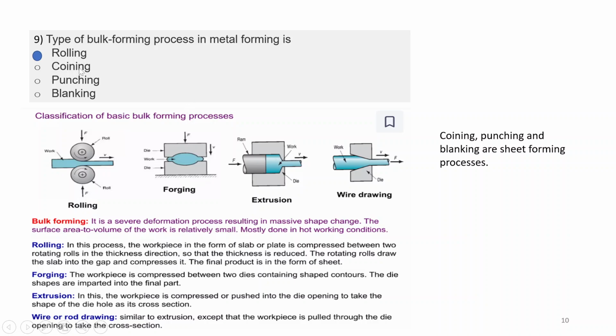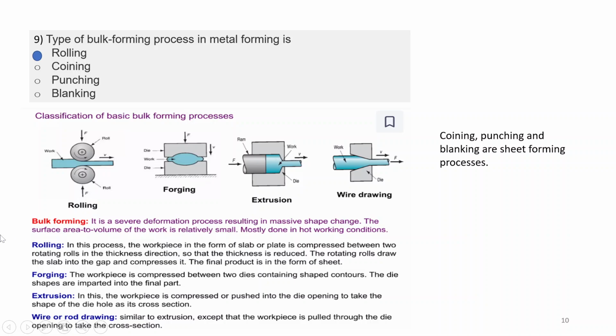So in case of coining, punching and blanking, these are sheet forming processes, while rolling, extrusion, forging, wire drawing, these are bulk forming processes. In case of bulk forming, it is a severe plastic deformation process resulting in massive shape change, and the surface area to volume of the work is relatively small, mostly done in hot working conditions. Some of the important operations in bulk forming are rolling, forging, extrusion and wire or rod drawing.